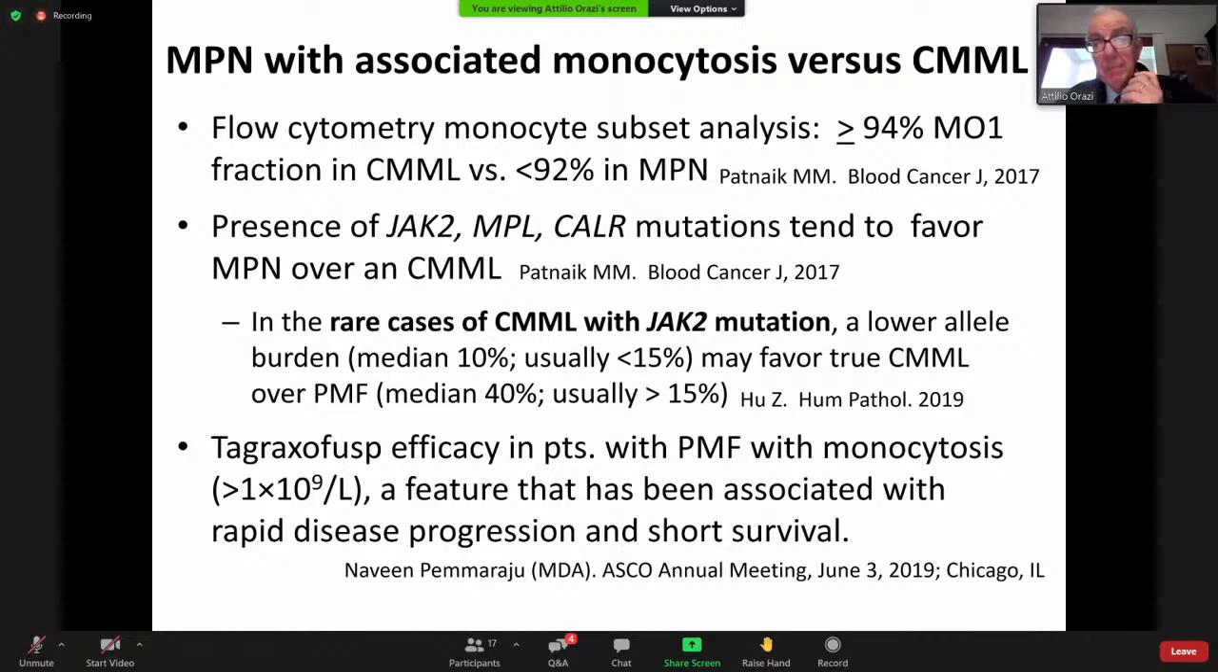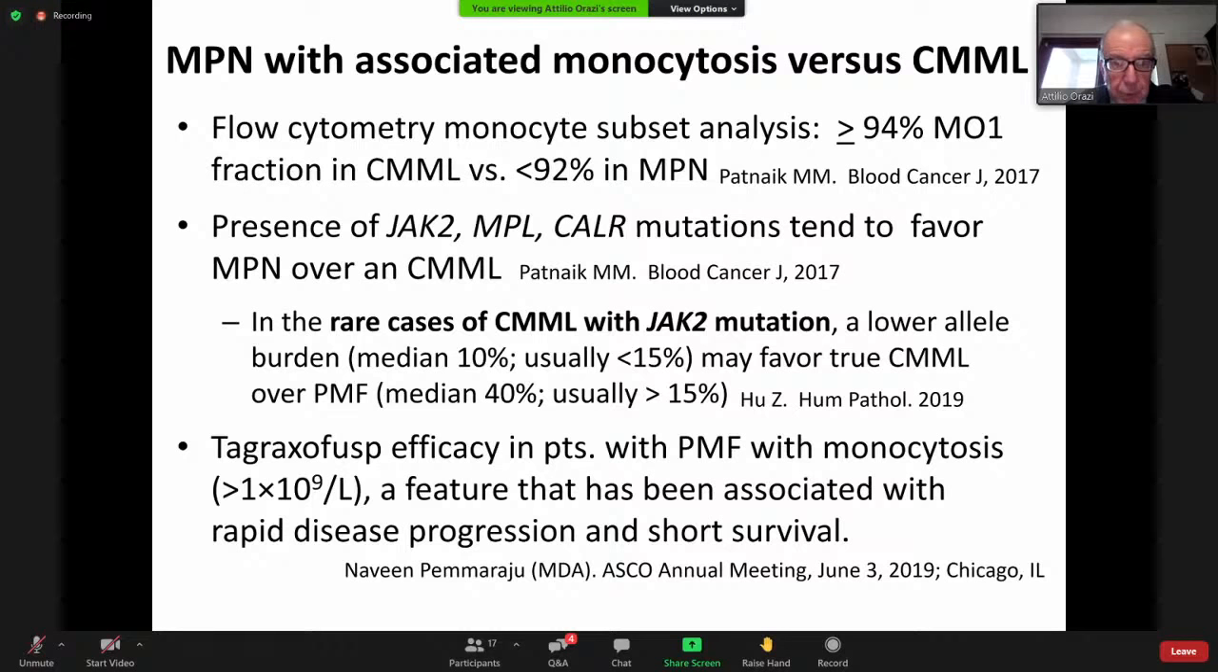In the Patnaik paper, none of the MPN with monocytosis have more than 92% of MO1 monocytes. But you see, again, we are fiddling with numbers here. You got 94, 92. I mean, this is not as accurate. And flow cytometry enumeration, as you know, doesn't really work well for blasts, for example. So why would it be so perfect here that you can tell just this and that? I think you still need to put everything in a context.